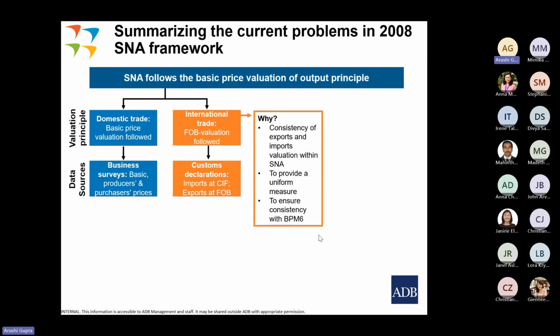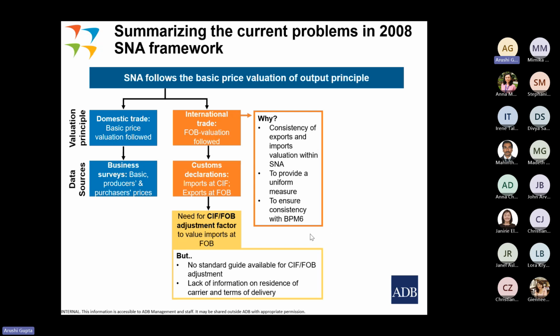The SNA follows the FOB valuation principle primarily to maintain consistency within SNA for valuation of imports and exports and to provide a uniform measure of trade between economies. And lastly, this valuation is also consistent with the recommendation of BPM6. However, since the customs data values imports at CIF and exports at FOB, a CIF to FOB adjustment factor is needed. But the information obtained from merchandise trade statistics to adjust transaction values from CIF to FOB is generally of low quality, and the corresponding adjustment in trade services cannot be made without information on the residency of the carrier providing the transport services, and also on the actual terms of delivery that exist between two contracting parties.